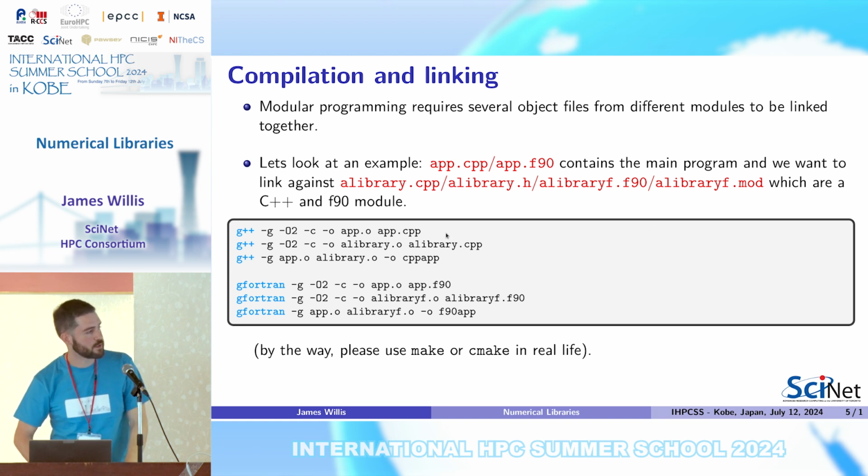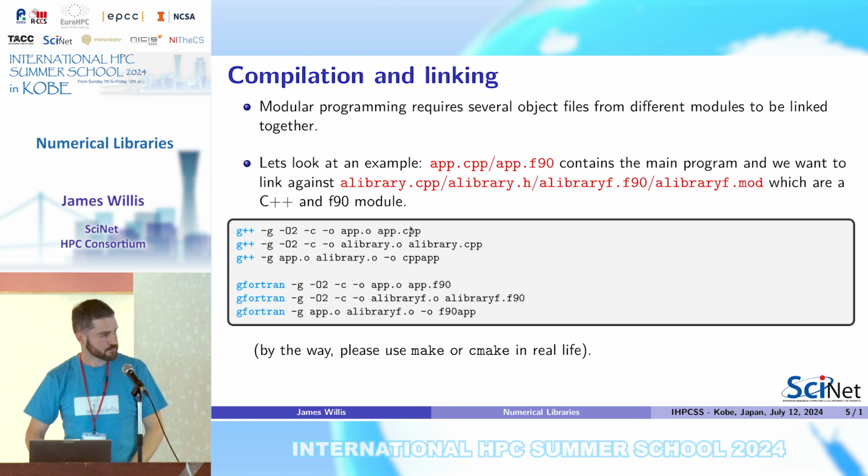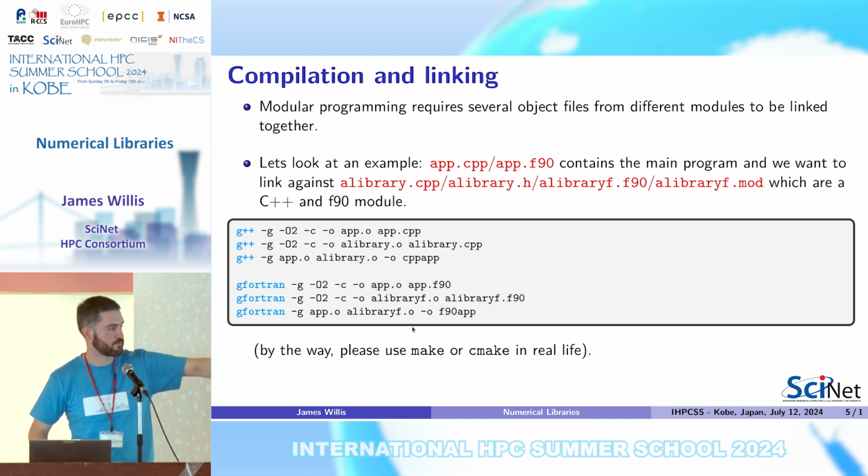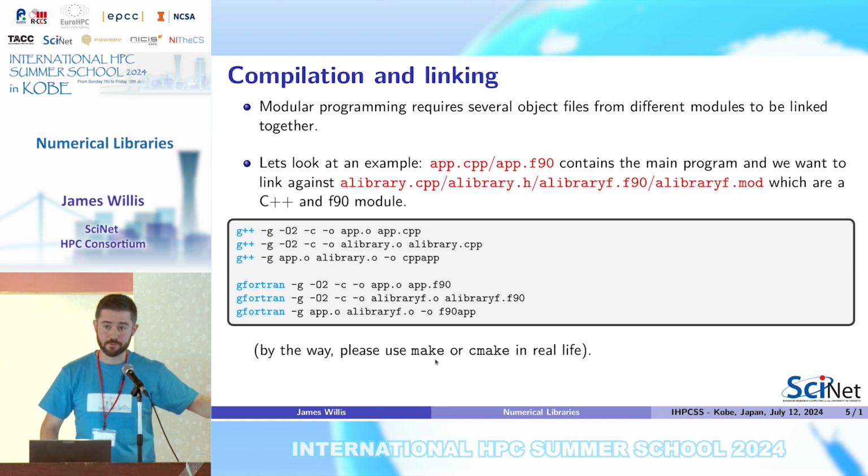So we'll compile the main program first, and then each library file to an object file. And then at the linker stage, which is this here, we'll link the object files together to create our executable. This is very similar between C++ and Fortran here. Just for this example, I just wrote out the compiler lines, but in practice, please use some auto build tools such as make and CMake to compile your code, because it'll make your life much easier.